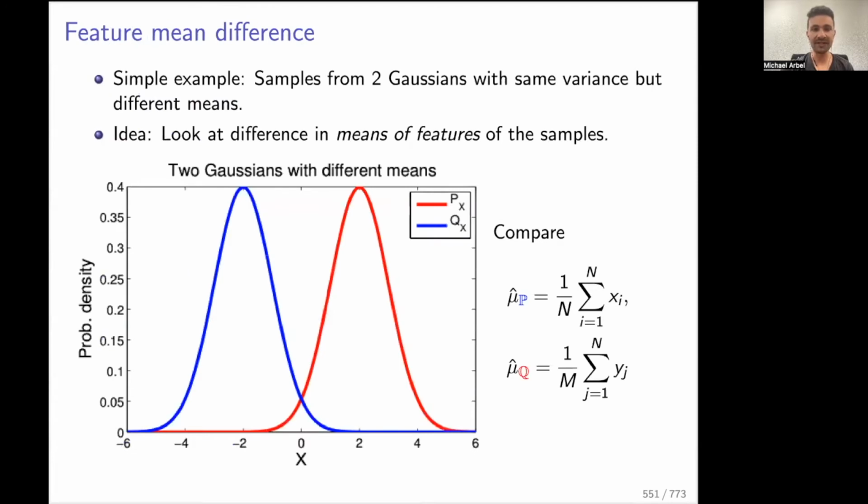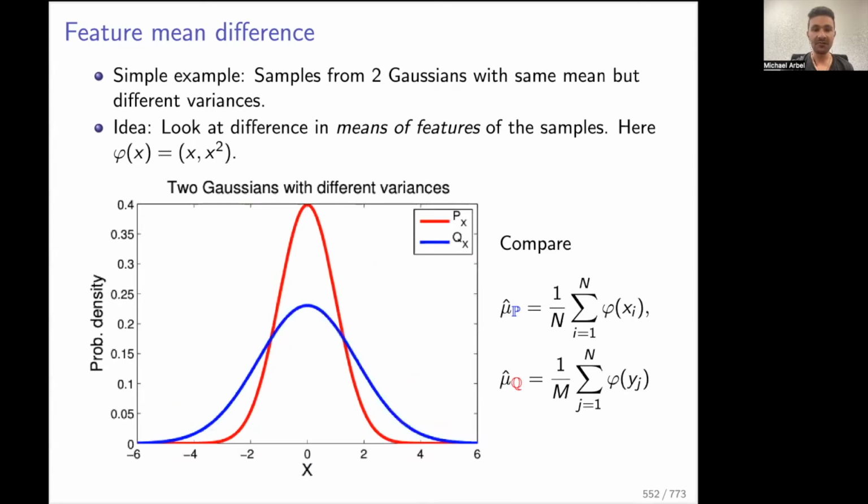Before doing so, we'll start with simple examples and build some intuition about what these mean embeddings might look like. So in this example, we are just dealing with two Gaussians, which have the same variance but different means. We would like to be able to tell how close these Gaussians are to each other, or if they are exactly equal. So one idea would be just to look at the mean of the samples produced from each distribution. We can compute the empirical mean for samples from P and those for Q, and compare the values of these means, and this gives you some information on whether the two Gaussians are actually equal or not.